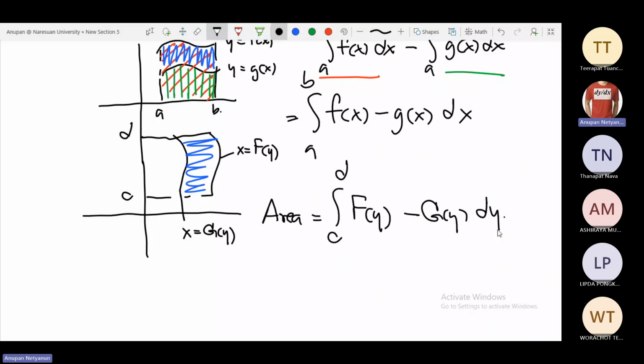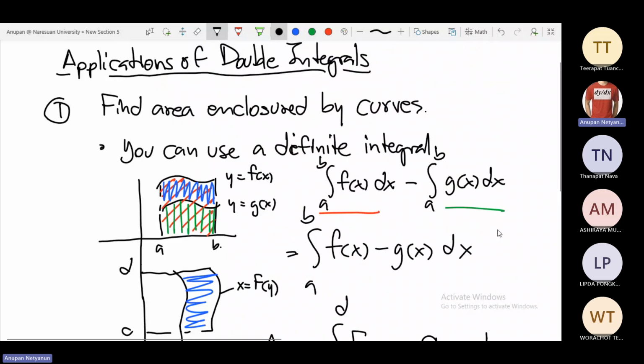But now let's see how you can use the double integral to find the area.